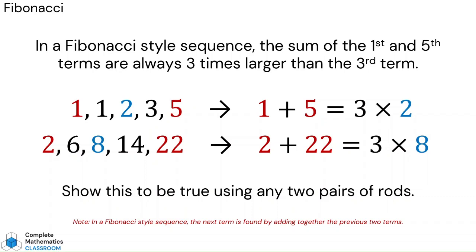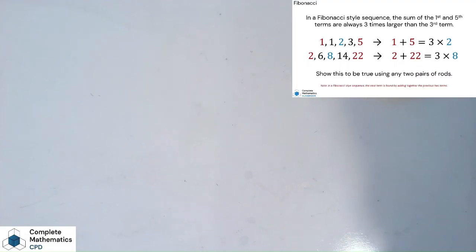Have you ever noticed, in a Fibonacci style sequence, the sum of the first and fifth terms is always 3 times larger than the third term? Why is this true, and can you show this using Cuisenaire rods? Okay, let's do a nice visual proof of this using Cuisenaire rods.